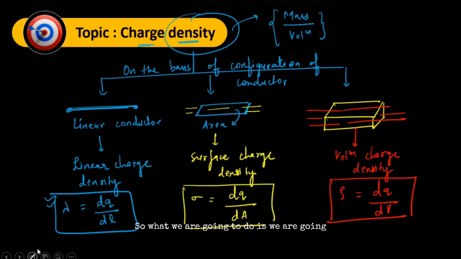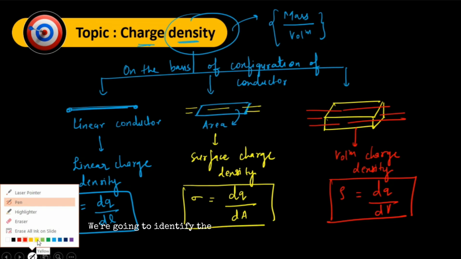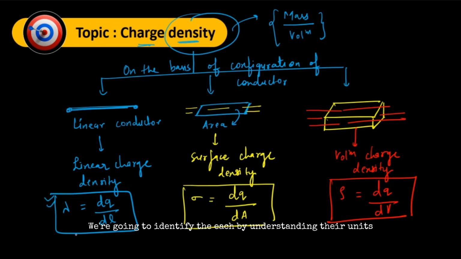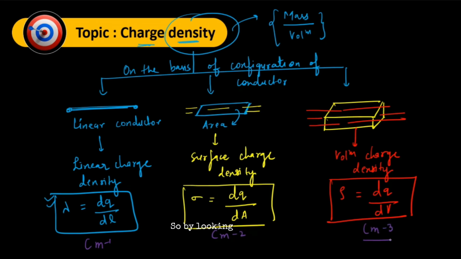So what we are going to do is identify each by understanding their units. Lambda, or linear charge density, has a unit coulombs per meter, whereas surface charge density has a unit coulombs per meter square, whereas volume charge density has a unit coulombs per meter cube. So by looking at the units, you can understand which charge density is given, and it is going to let us understand which type of conductor we have, whether a conductor has volume, area, or only length. So these are the charge densities that we need to understand.